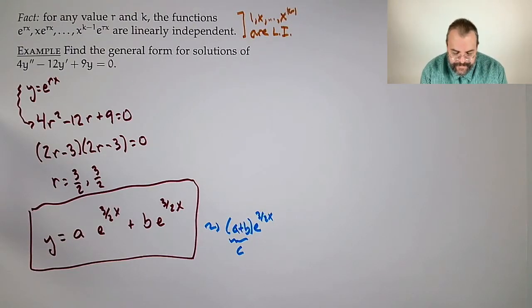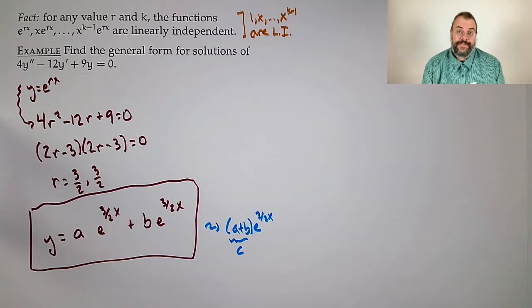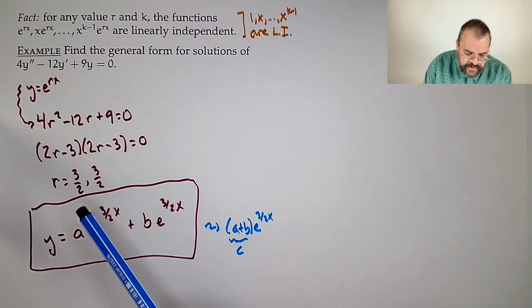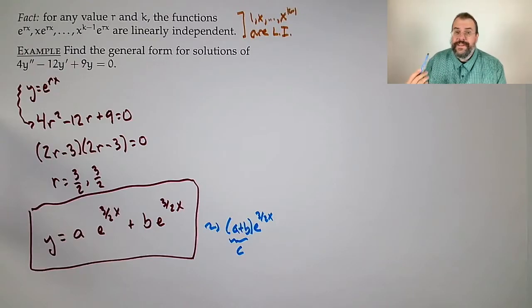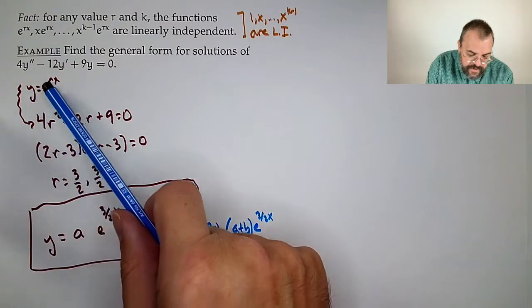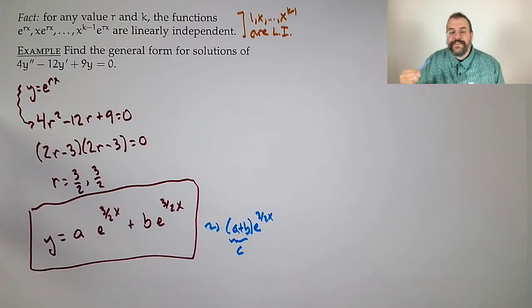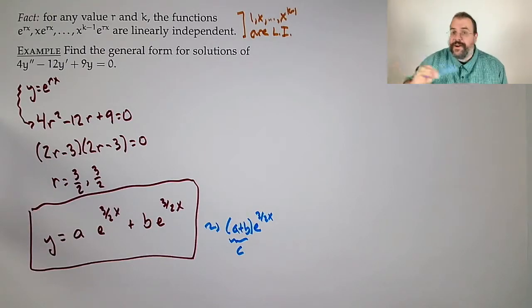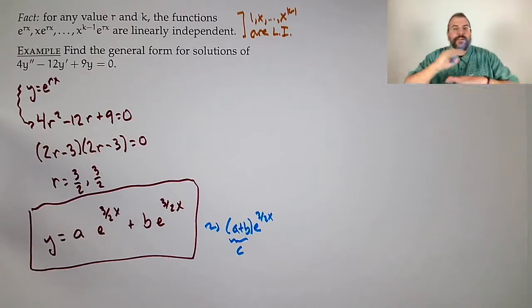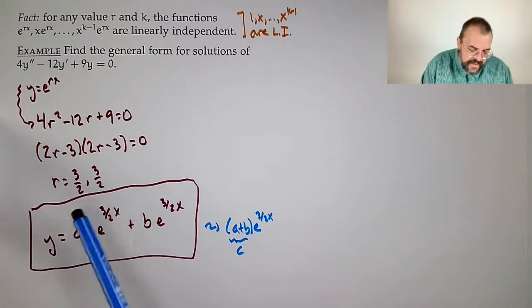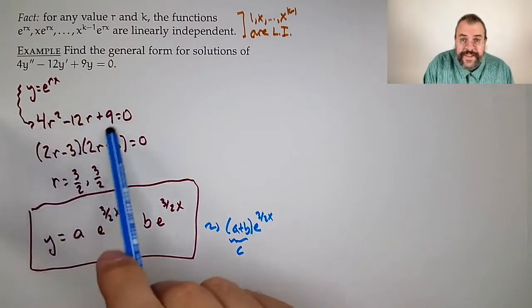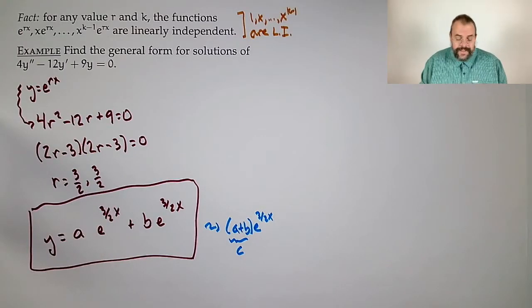All right. So how do we get our second solution? And you might say, well, maybe there's some other value for r that works. And the answer is no. We already know if it has y equals e to the rx, the only r that can work is 3 halves. So there's no other, maybe r equals 2 or r equals 5 halves, r equals negative 3. None of those other values for r will work. Because the only way r can work is if it solves that polynomial.